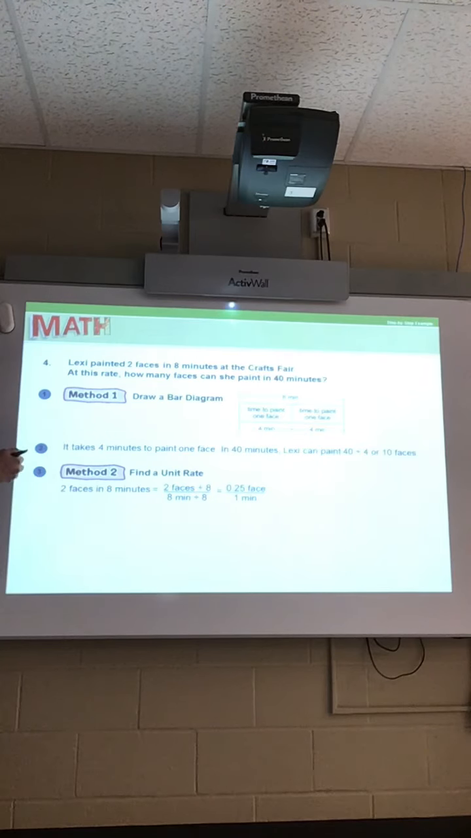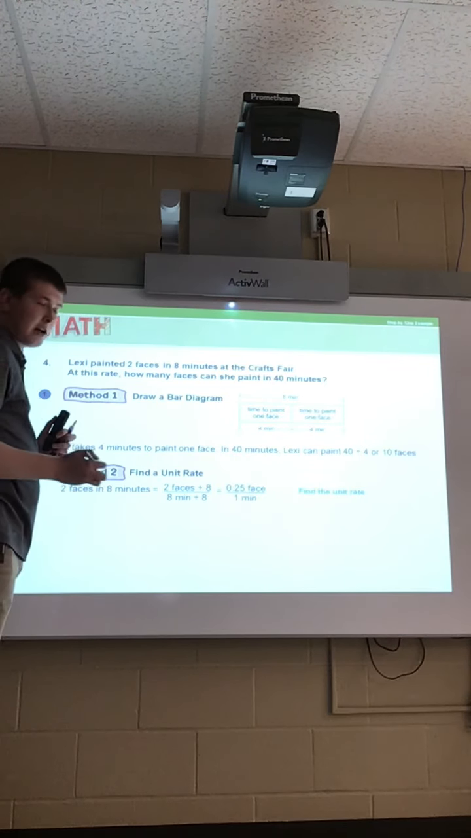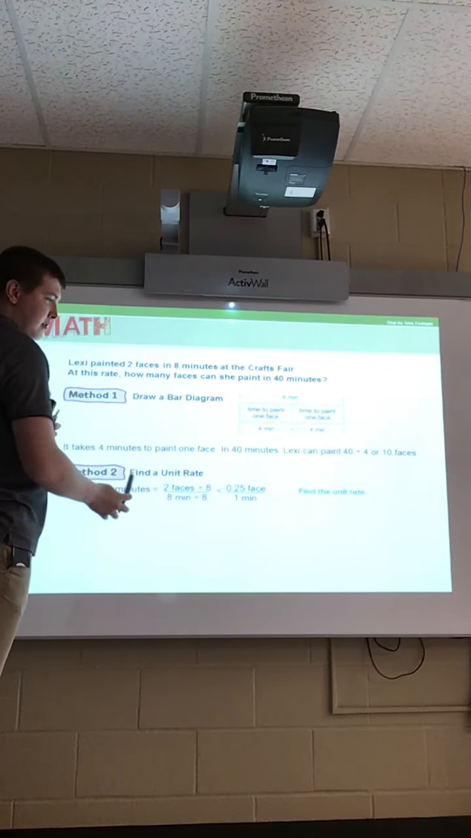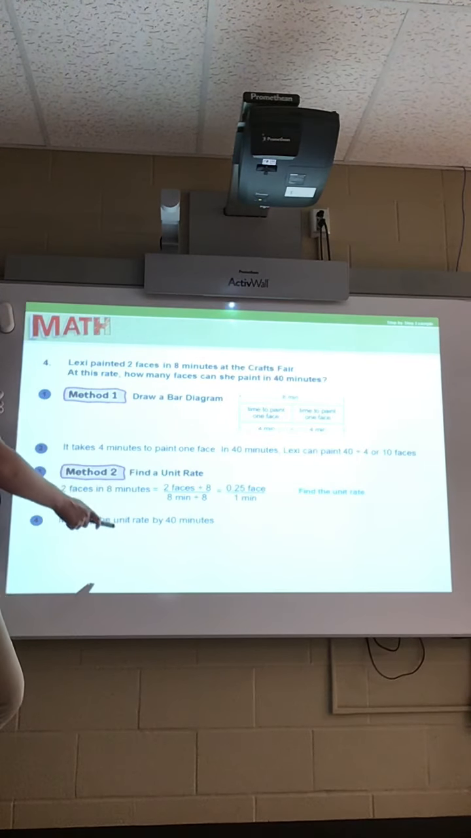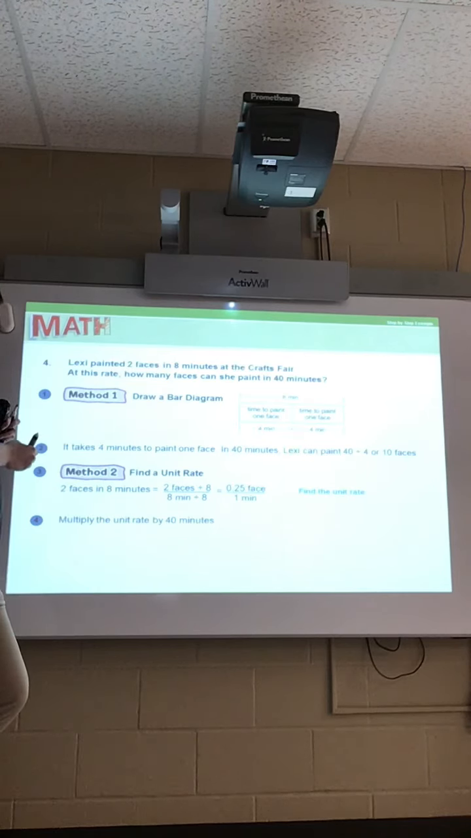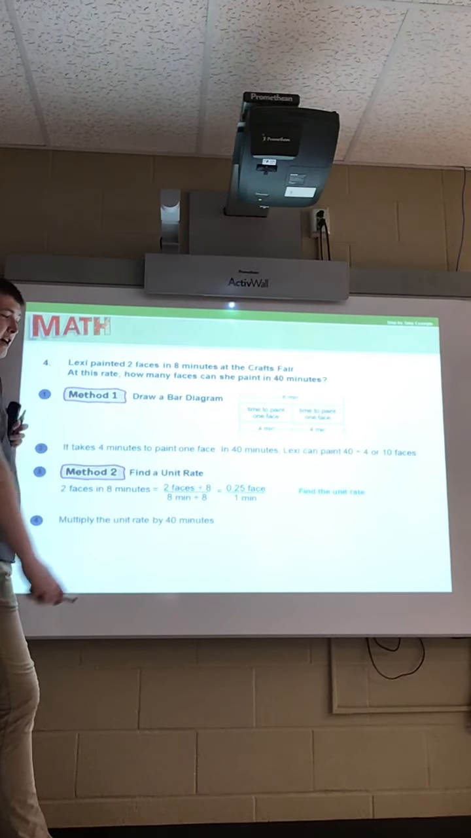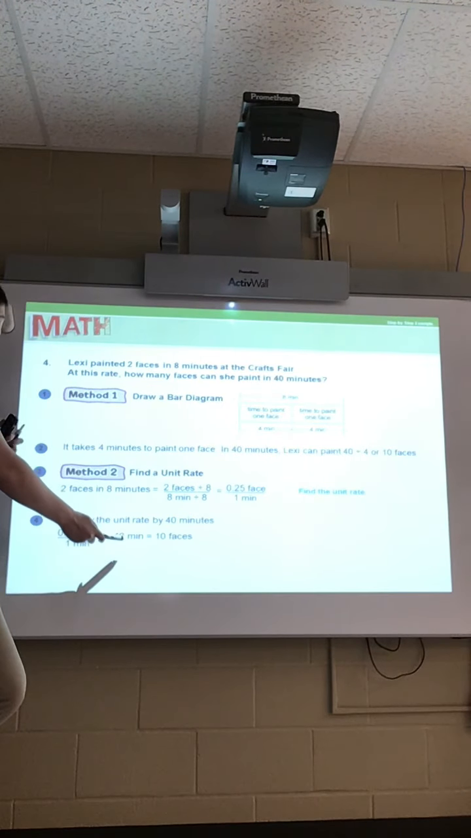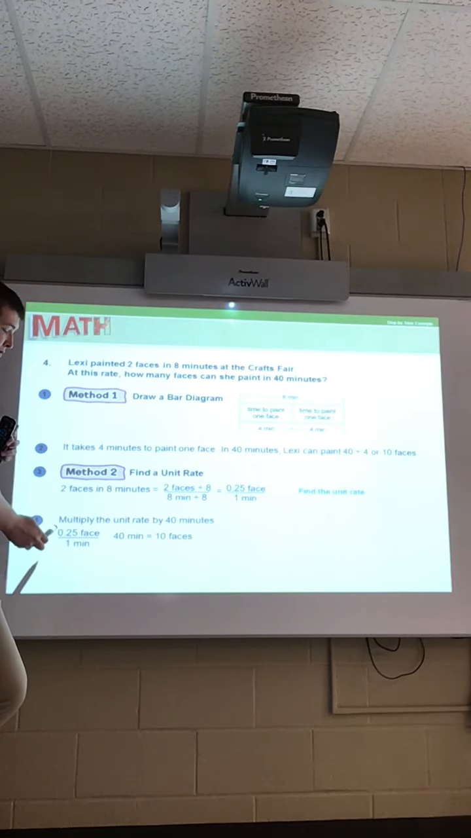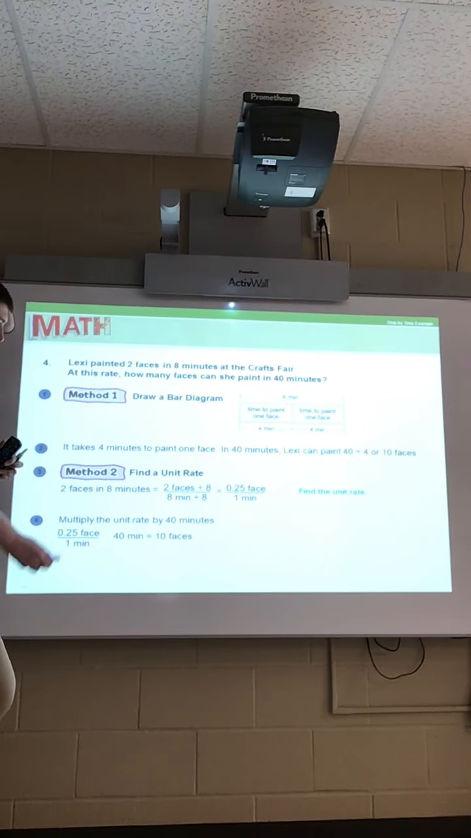Okay? Now, we're not necessarily done, because after you find the unit rate, it's wanting to know, at that rate, how many faces can she paint in 40 minutes? Okay? So if it's 0.25 faces per 1 minute, we need to multiply that times 40 to find out how many faces she can do in the 40 minutes, in which you will find it is 10 faces.